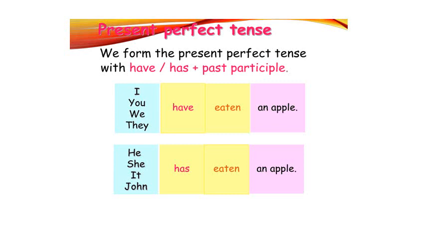So if there is noun like he, she, it, or any name is given, so single name is given, we will take has, and after that MV3, and same like that object we will add here. So our sentence will be accordingly.